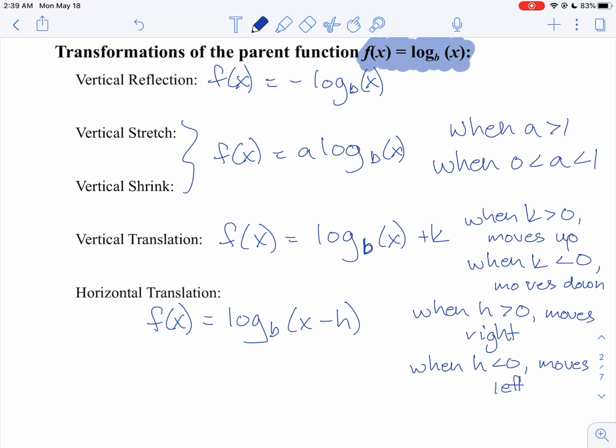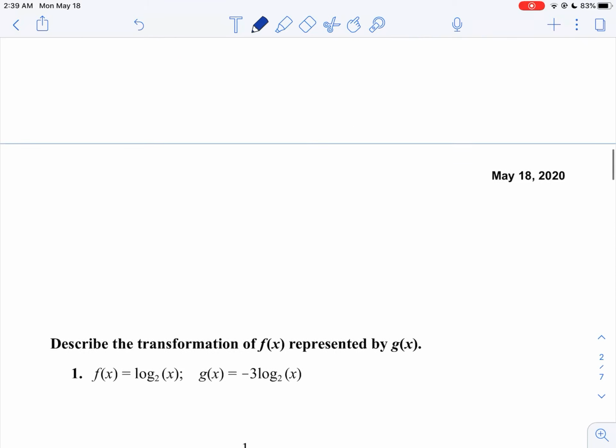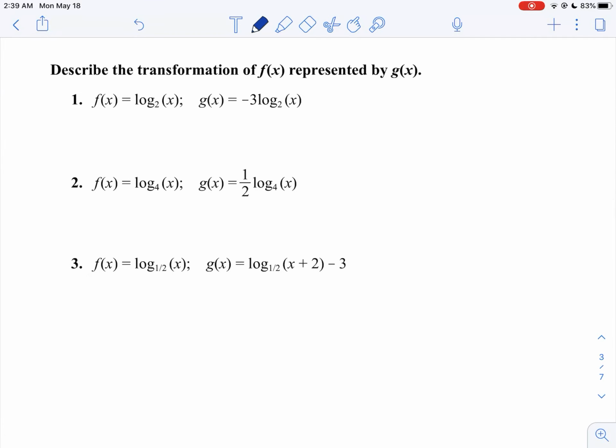So let's see if we look at a couple equations, if we can figure out what the transformations are. So for number 1, it says describe the transformation of f of x represented by g of x. So what if we take the basic parent function, f of x equals log base 2 of x, and g of x then becomes negative 3 log base 2 of x. So there are actually two things going on here. The first is we have this negative sign out in front, which if you look back at our notes from just a second ago, that would be a vertical reflection.